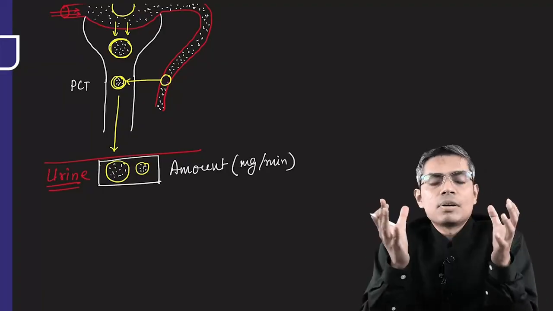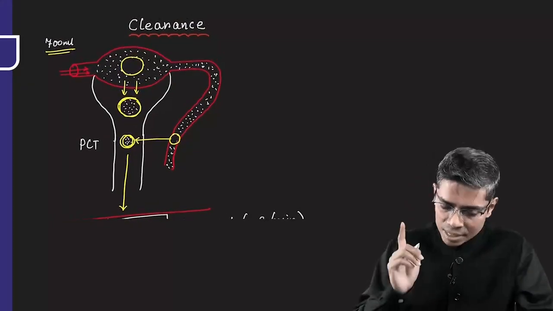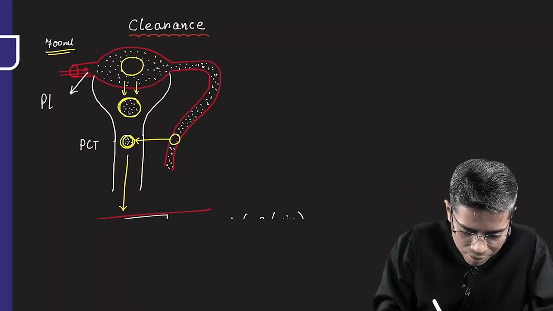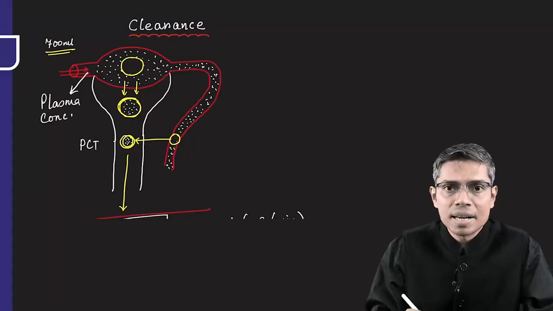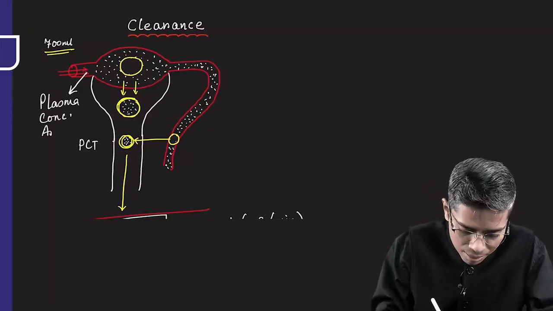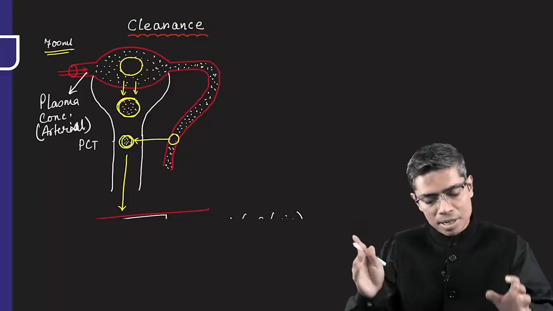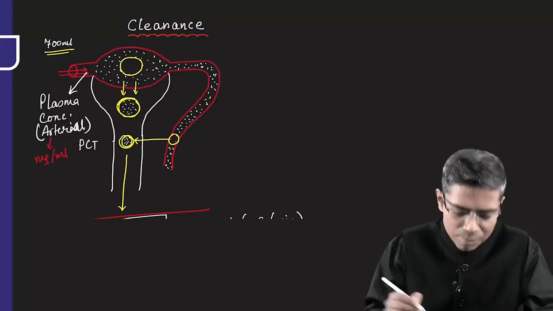You have measured the total amount of creatinine in your urine, and then you measure the plasma concentration of creatinine. Which plasma? Arterial blood plasma. Okay, arterial plasma. So you are measuring the plasma concentration of creatinine. Plasma concentration means the unit will be milligram per ml or milligram per dl.